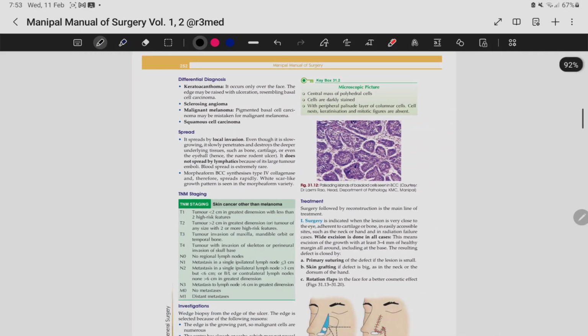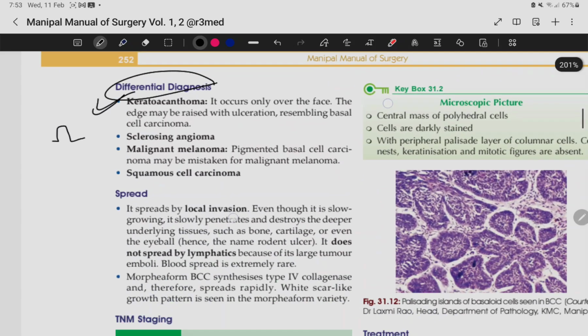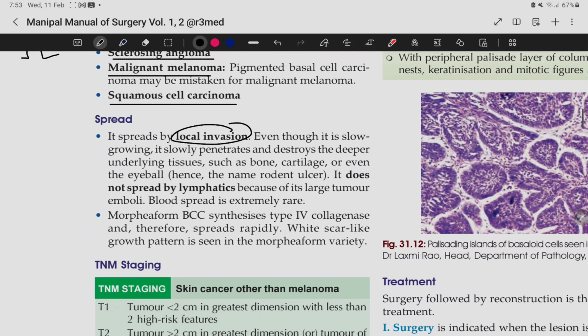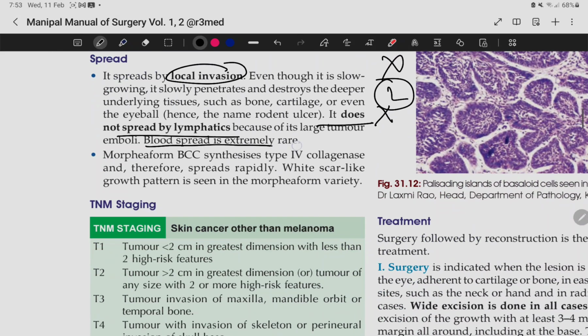So what is the differential diagnosis? Important is keratoacanthoma, which occurs only over the face, and the edges may be raised with ulceration resembling basal cell carcinoma. Then sclerosing angioma, malignant melanoma, squamous cell carcinoma. Spread is by local invasion, and very important is that it does not spread through lymphatics. Lymphatics is not a mode of spread, and blood spread is also extremely rare. It is a penetrative local invasion, as I told you.